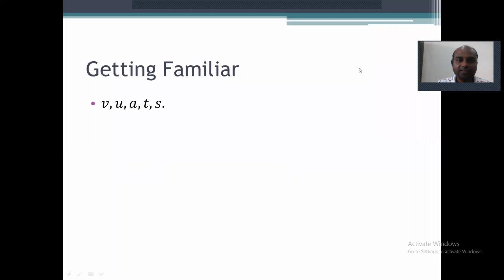All right. So there are five variables when it comes to equations of motion. The first variable is v. V stands for final velocity. What exactly does final velocity mean? Whenever we are studying motion, we study from one point of time to another point of time, right? So the moment when we started studying the motion and the moment when we ended studying the motion.